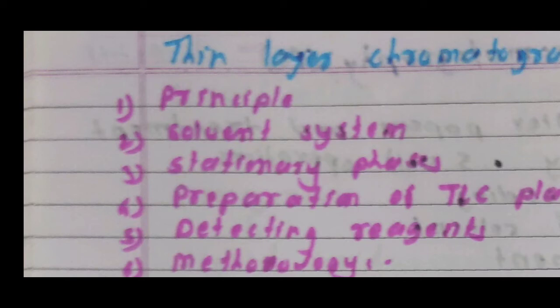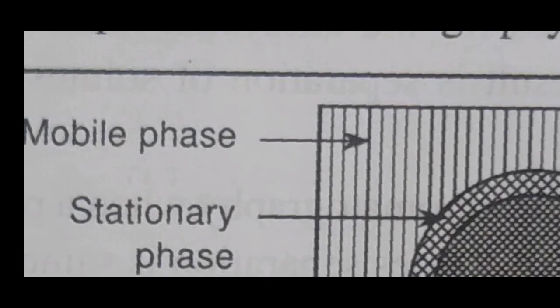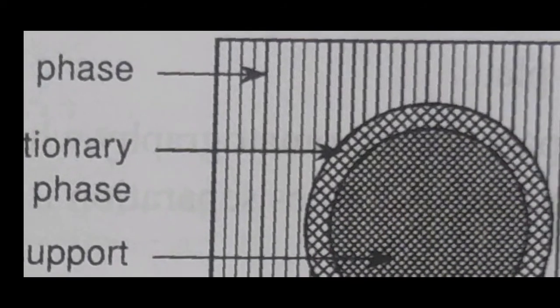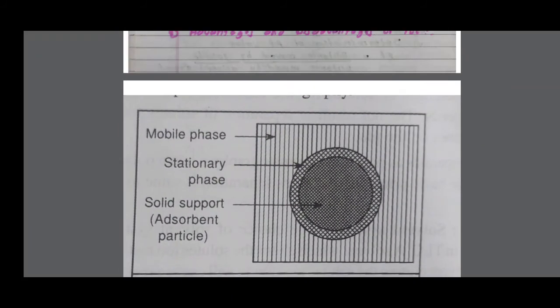I am showing one diagram of the stationary liquid phase. In this diagram, the first arrow shows the mobile phase, the second arrow shows the stationary phase, and the third arrow shows the mobile phase, stationary phase, and the solid support adsorbent particle in the middle. This is the diagram of the stationary liquid phase in TLC.